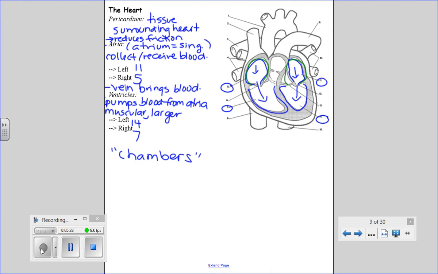So there are 4 chambers. Conveniently, everything will be in groups of 4. There will be 4 chambers, 4 valves, and 4 major blood vessels. So you always know, if you count and you have 4, then you know all of the pieces in that particular section. Does anyone want to ask any questions or need this up on the screen still? Okay.